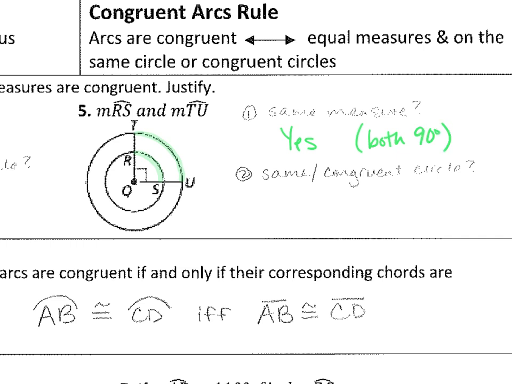But then we ask ourselves the second part of this. Are they a part of the same circle? No, look how I highlighted it. RS is a part of this small circle and TU is a part of the big circle. So they're not a part of the same circle. And are the circles they're a part of the same size? No, this one's obviously smaller than this one, yeah? So their radius will be different lengths, so we're going to have to say no to that. Which means that overall, those two arcs are not congruent. We would say no, arc RS is not congruent to arc TU.